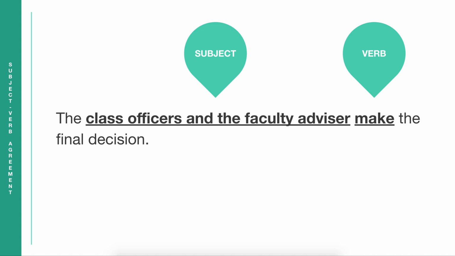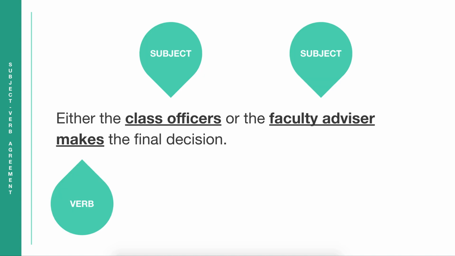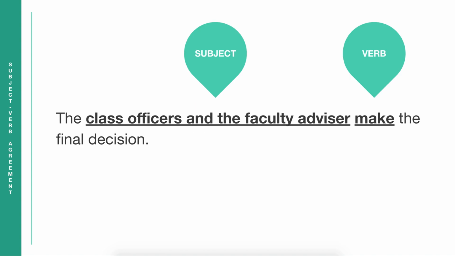So again, to review, if you have two subjects and you have the word or between them, you are going to use the subject that is closest to the verb. In this case, there's only one faculty advisor. There is not an S at the end of the subject. Therefore, we're going to put the S at the end of the verb. In this case, though, we use the word and. When we use the word and, we are combining subjects to create a compound subject. When that happens, we are going to use a plural verb, and you'll remember that a plural verb should not have an S at the end.